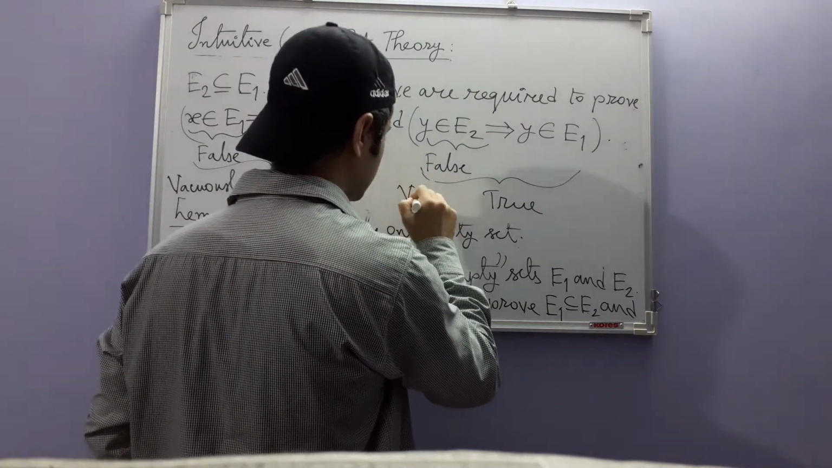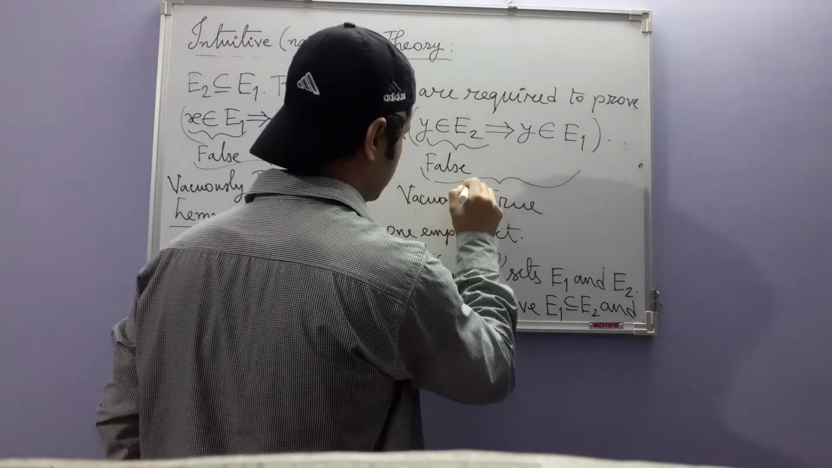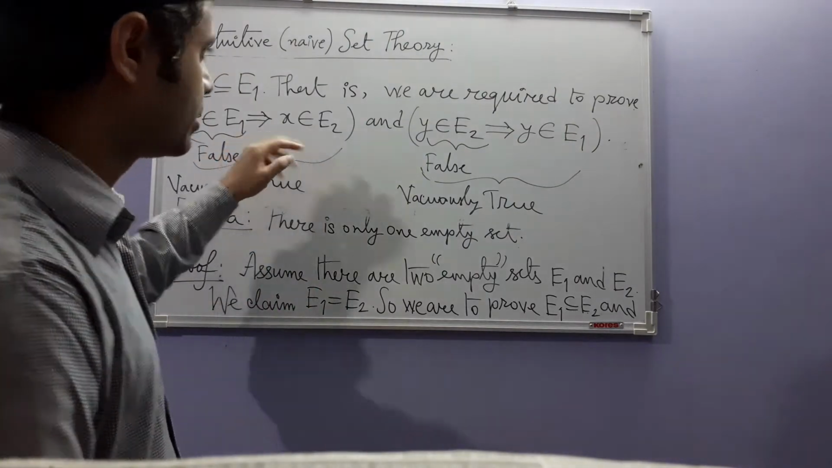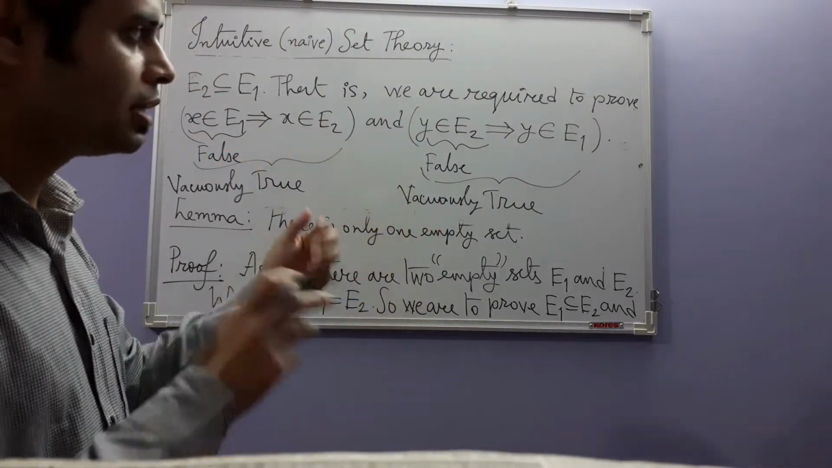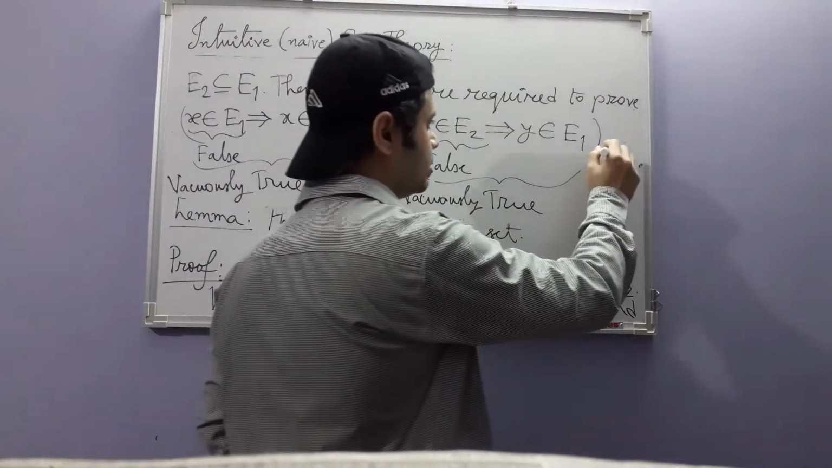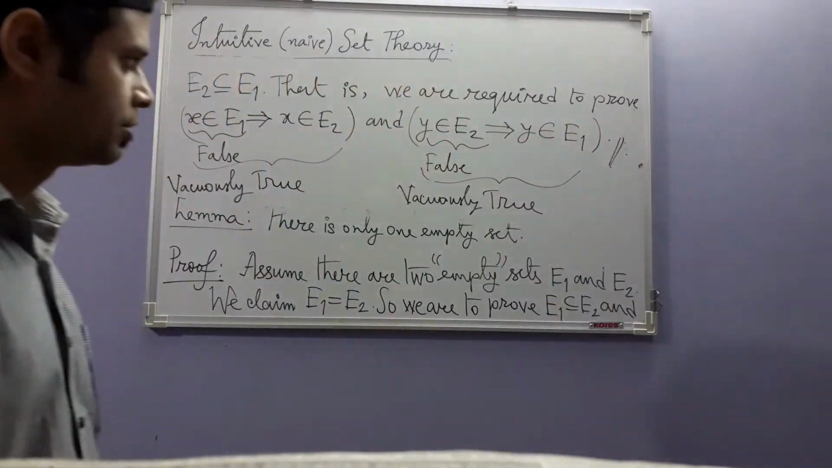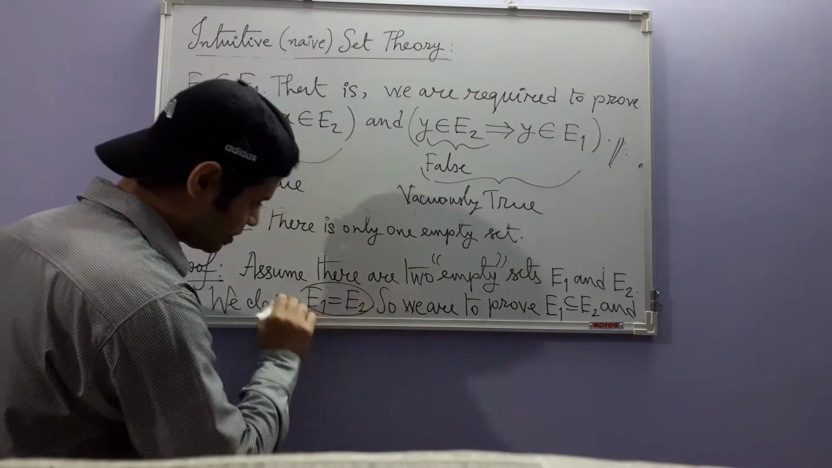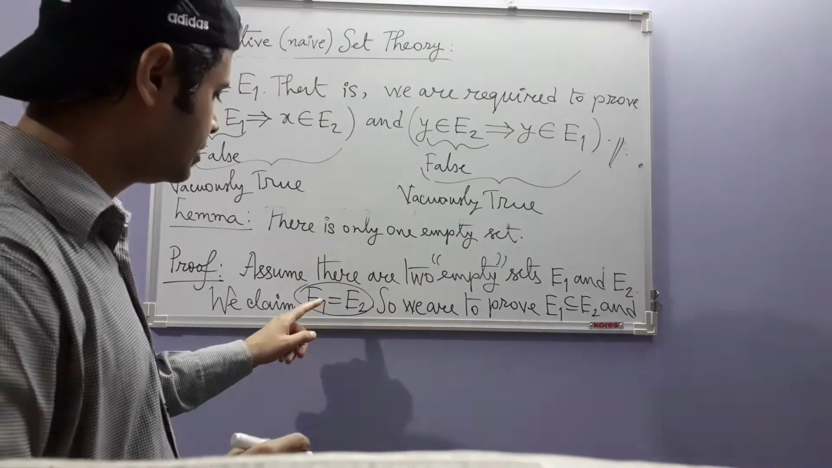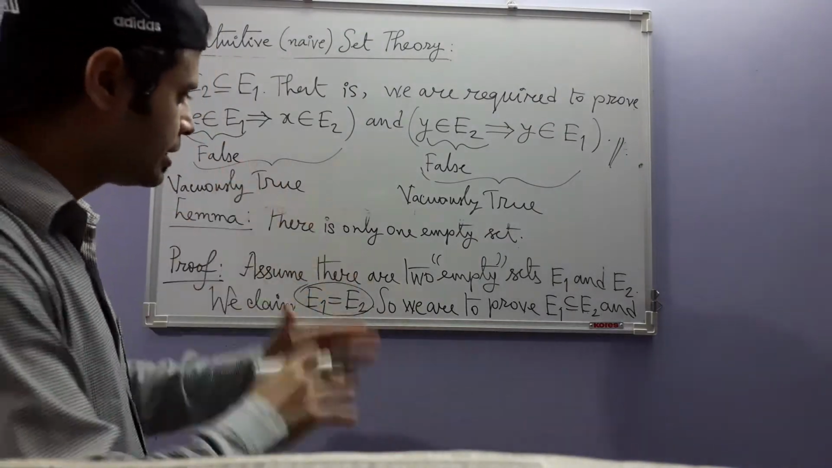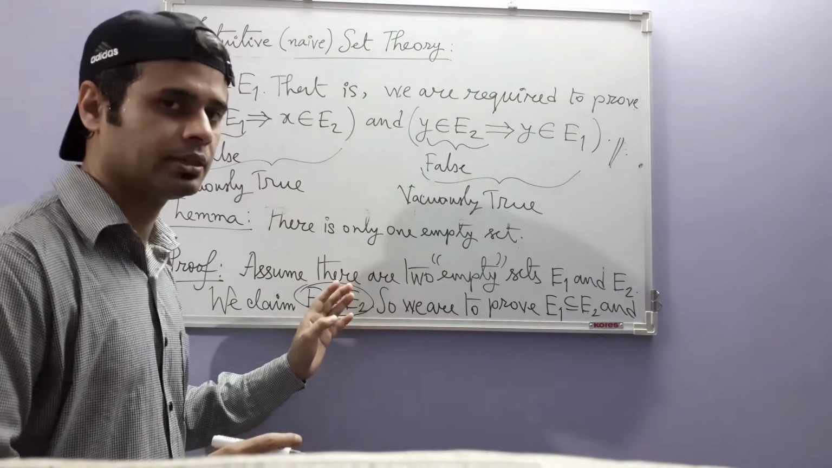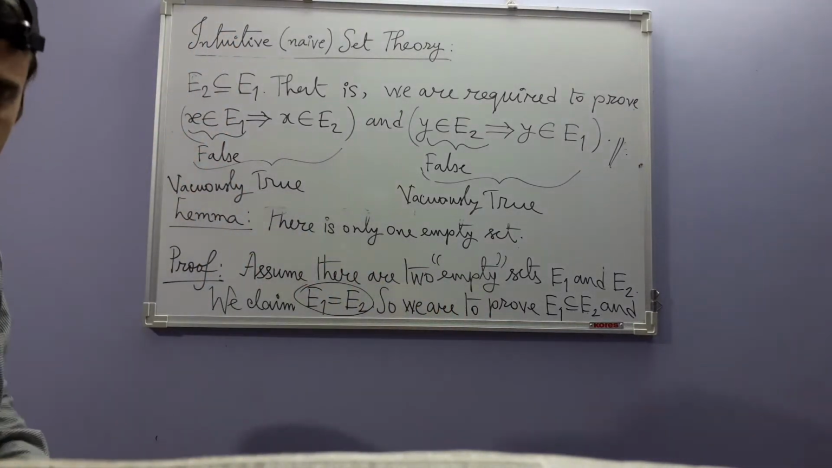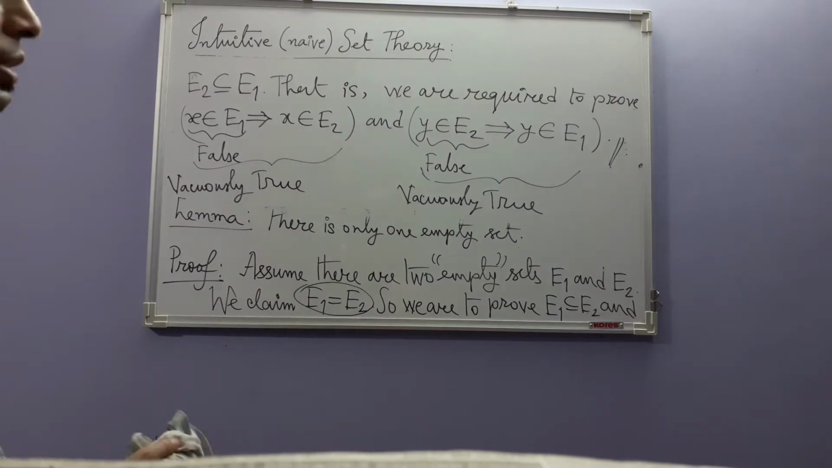Vacuously true, this is also vacuously true. Nevertheless, they are true. Okay, so that's what we have to show. That means we have finished the proof, and this is the end of the proof, which means that we must have, if E1 and E2 are both empty, then they must be equal. So there is only one empty set. Okay, there cannot be two different empty sets. There is only one empty set, and there is a symbol for denoting this.